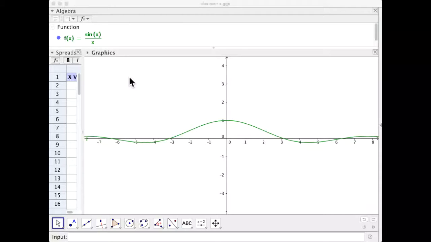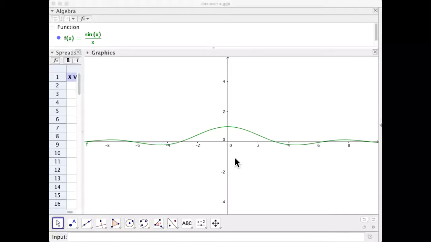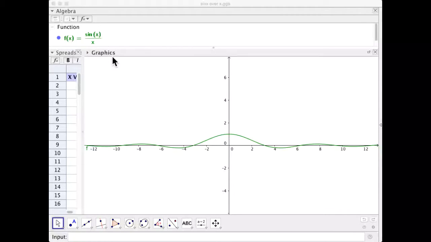Sine functions we expect are going to oscillate up and down, which is what we see here. This is different than a typical sine function though. By dividing by x, we can see that as we're going to negative infinity and to positive infinity, the graph is fading, and the highest point in the graph appears to be right here at x equals 0.